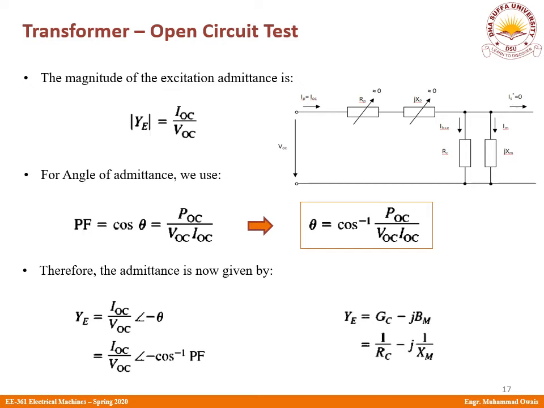Now since we also know that the relationship for admittance is given by this, if we compare these two equations, I can find out the value of my RC and the value of XM. So simply these two equations can be compared, and I can find out the values of the excitation branch components. So you see, through this we can find out the values of the components with which we model the whole excitation branch. And once we get the value of this, we are able to find out the core losses.